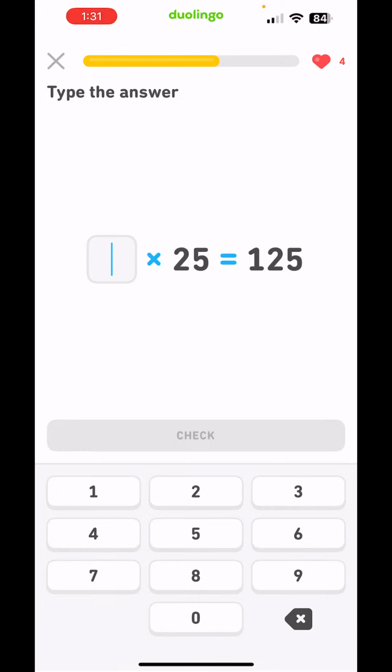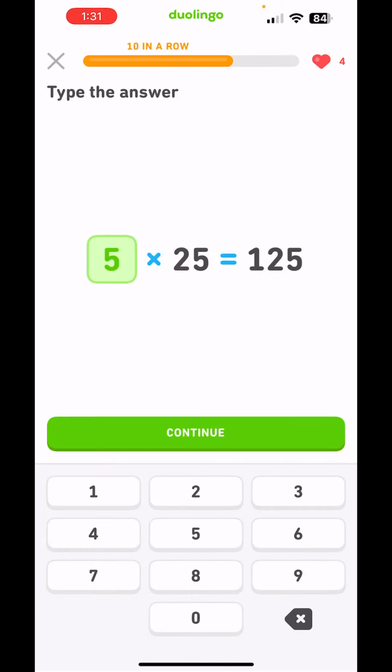What times 25 equals 125? Think about quarters. You have 25, 50, 75, a dollar, a dollar 25. So that is 5 quarters that will add up to 125. So 5 times 25 is 125.